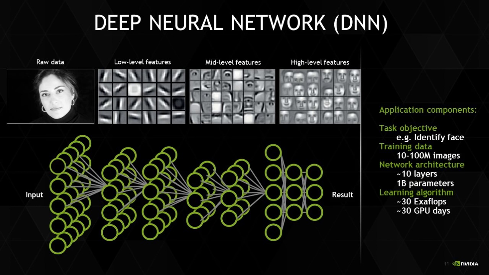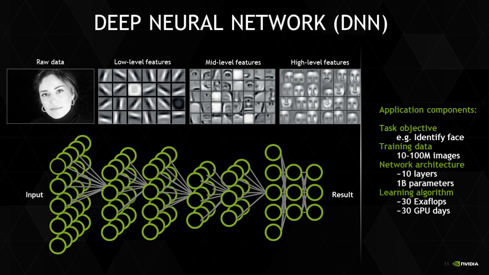And you have some associated objective, like recognizing the animal or identifying a face. And this network may take you on a single GPU 30 days of processing to train, but we can bring that time down by using multiple GPUs and other types of training parallelism, which we'll talk about.